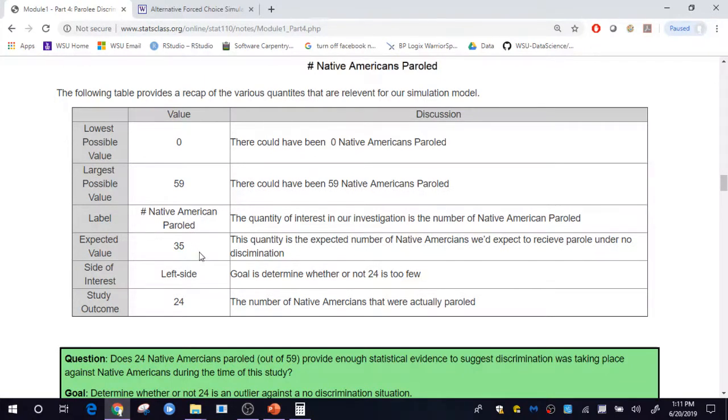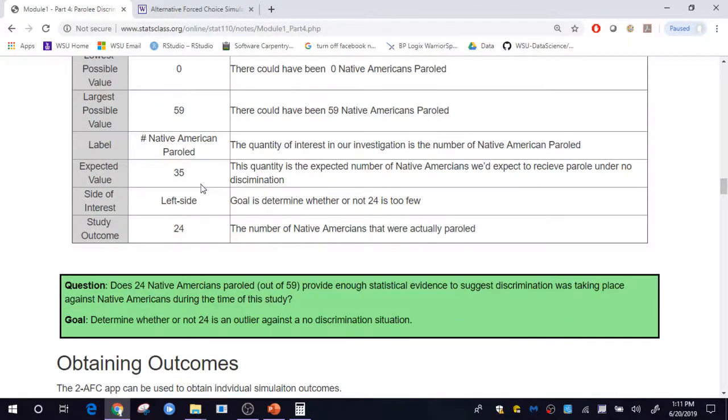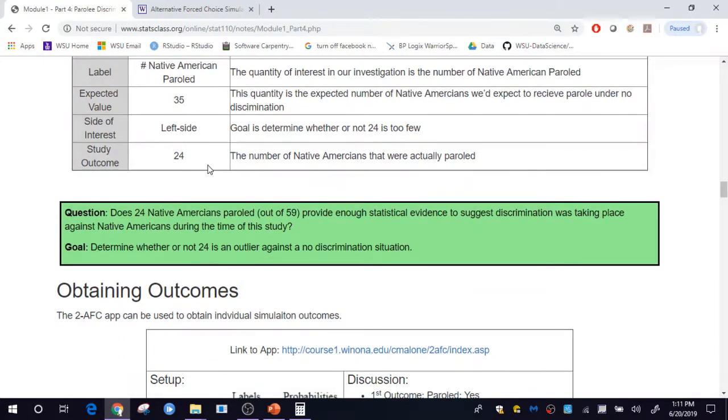The expected value is 35. We talked about how that was computed up above. The side that I care about is the left side of this picture, or the left side of that graph. And again, that is because I want to know whether or not 24 is too few, because too few would indicate discrimination. And then the study outcome there is just 24, the number that actually received parole.